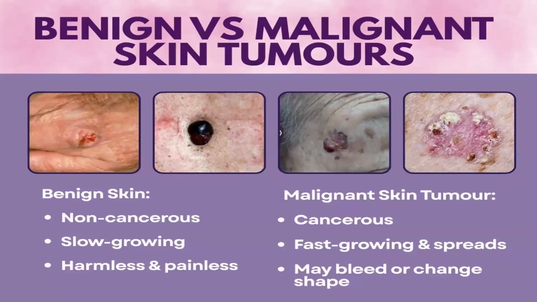So now, all this time we had been talking about benign and malignant. You should know that benign lesions are non-cancerous. These are very slow growing, or sometimes it just appears and doesn't grow. And this is harmless and painless. Whereas malignancy means cancer. It is fast growing. So what is the problem? It's going to spread elsewhere in the same site, or it can spread through the blood or through the lymph, depending on the type of malignancy. It can bleed or it can change shape.